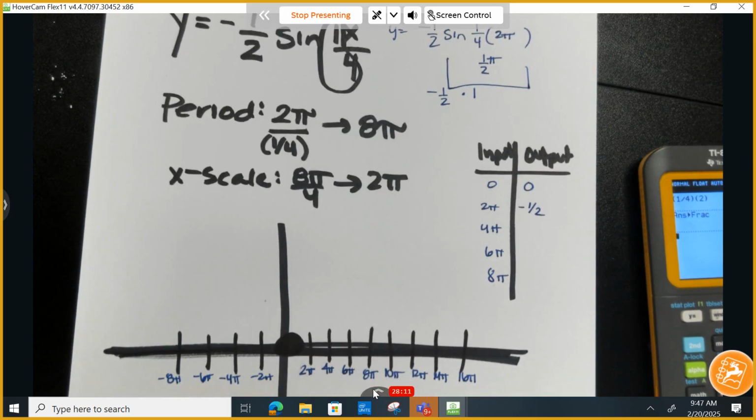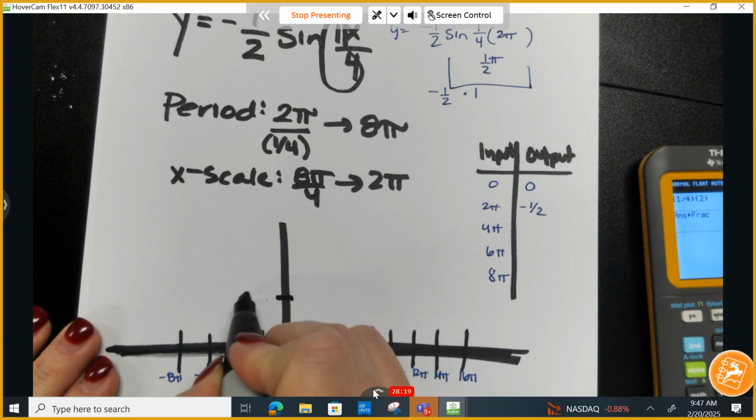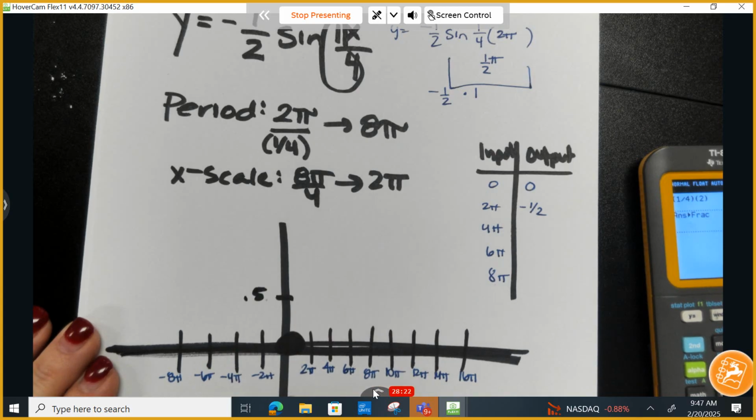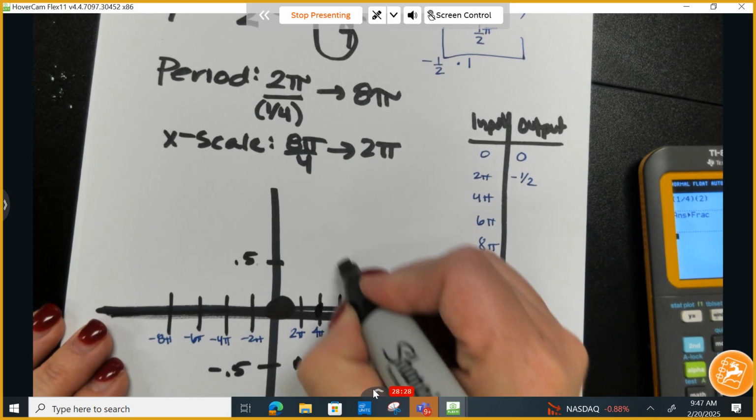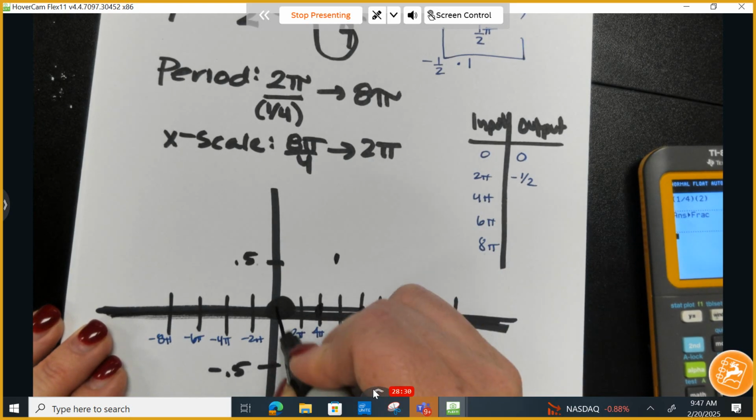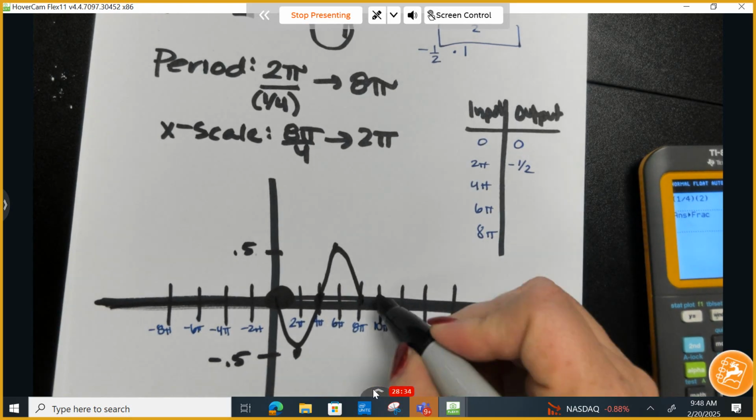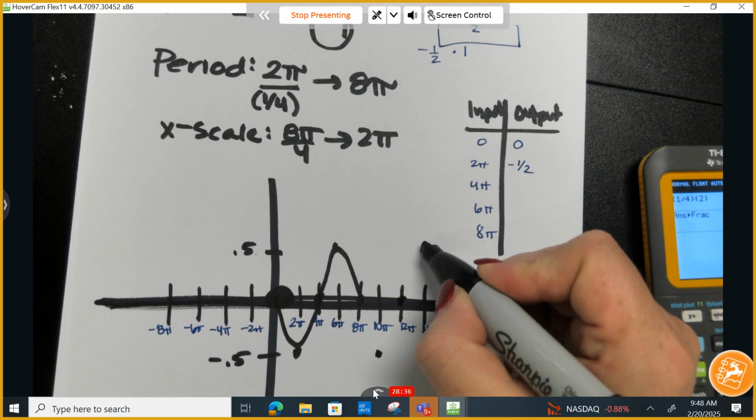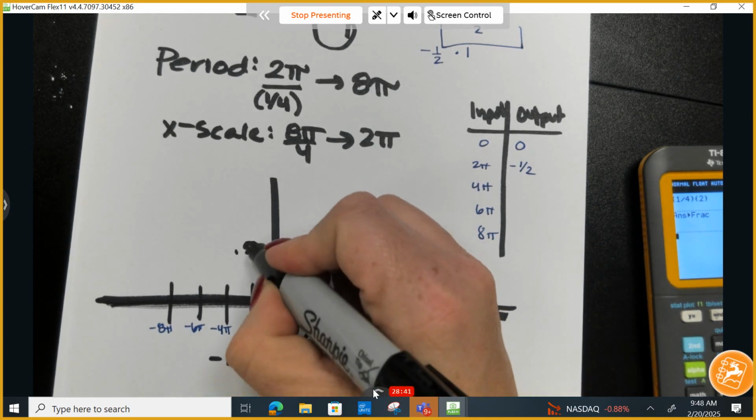So how would I go about completing the graph accurately, but also filling in the table without doing much work? I'm going to start by identifying this as 0.5, and this is going to be negative 0.5. My first step is down. That tells me this is going to be a valley and then a hill. So I'm going to first accurately complete 2 cycles to the right, a valley and a hill, and then go the opposite direction.